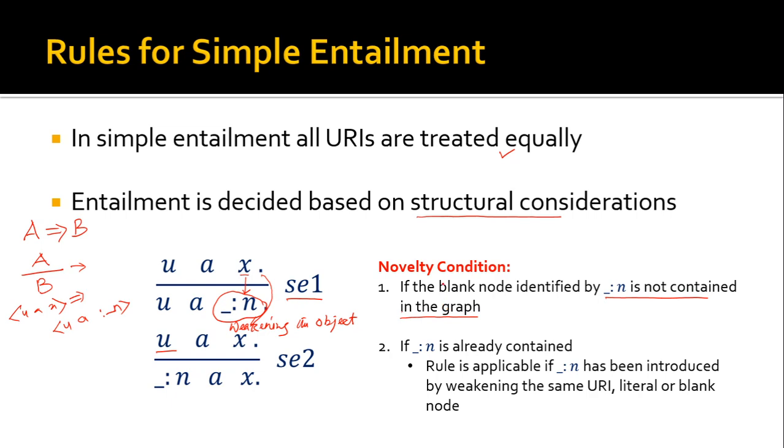So this is one constraint concerning the novelty condition, but there is another constraint. The other constraint says that even if this underscore n or another id already exists in the graph, you can reuse that. But you can reuse that only by weakening the same URI or the literal or the blank. So let me give an example to illustrate what we mean by reusing the same ID to weaken the same URI, literal or blank. So let us get to the example.